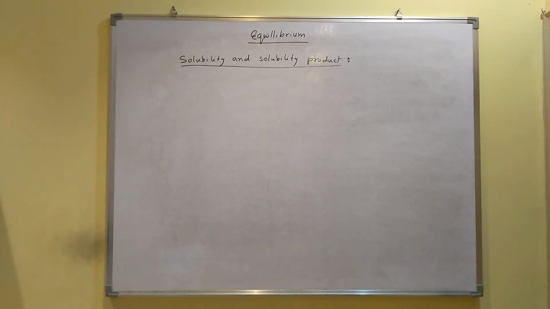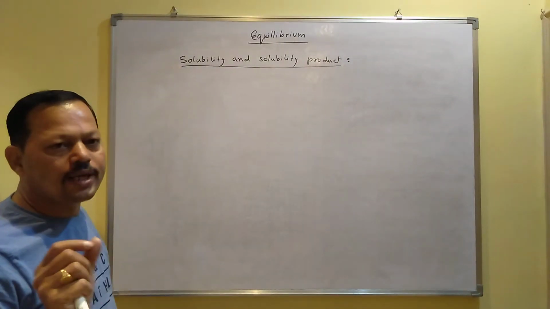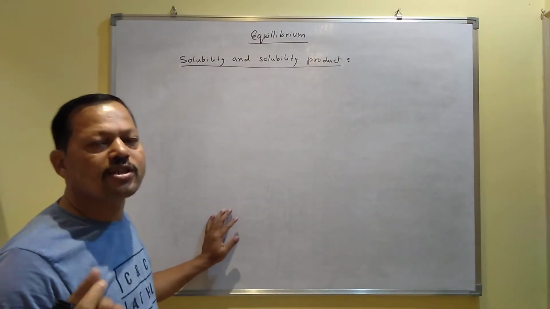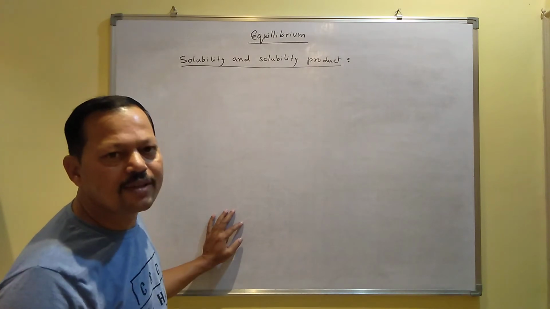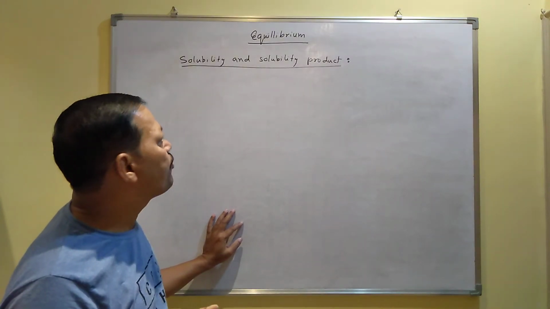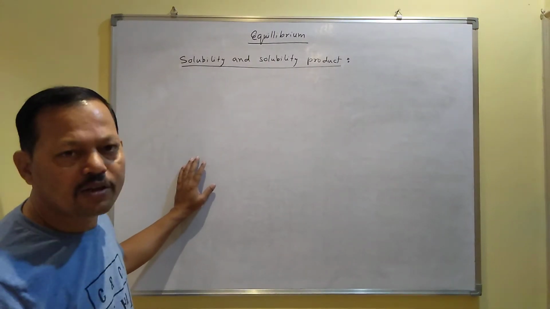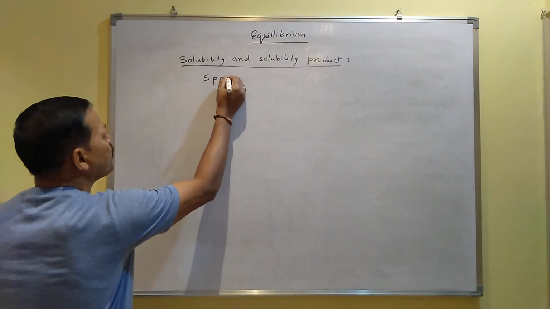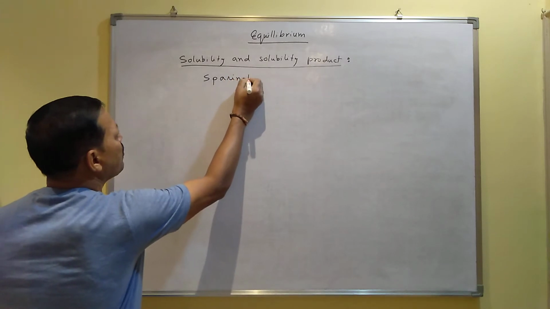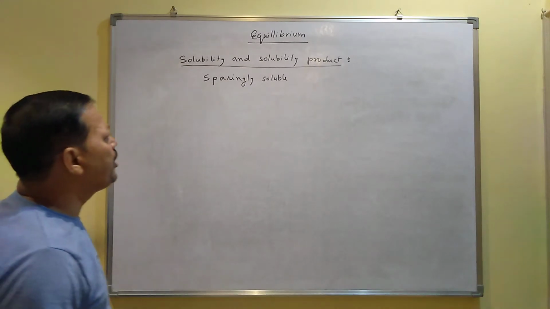Okay, now another topic which is called solubility and solubility product. Actually, this concept is applicable only for some salts, those salts which are sparingly soluble in water. Sparingly soluble means which are slowly soluble in water. For that type of salt, you can apply this solubility product concept. Now, sparingly soluble salt, I mean it's slowly soluble in water.